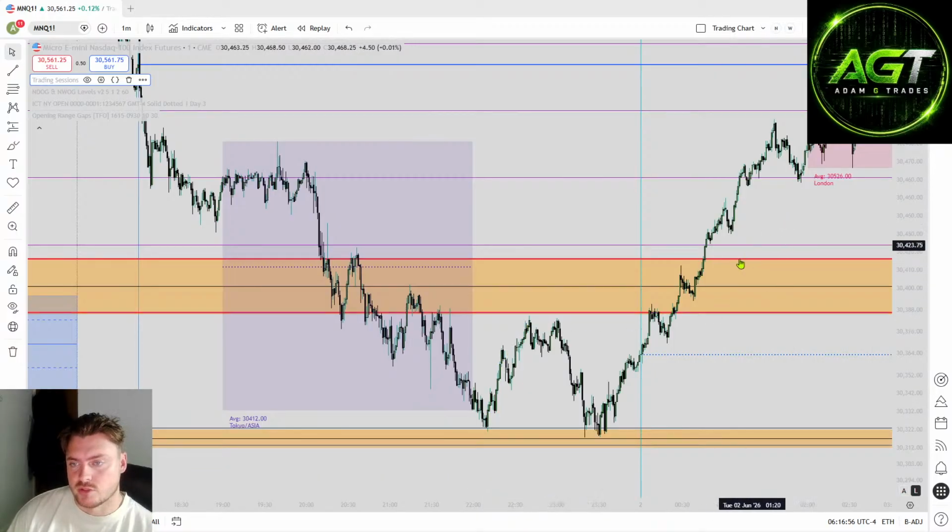But when I turned up for the next kill zone, I know where price is going to go because we've had that strong reaction here. Or if you're getting in at midnight, you know where price is going to go because you've had that strong reaction off that PD array on the higher time frame. So now we're bullish on the week. Where's price going to go? It's going up.